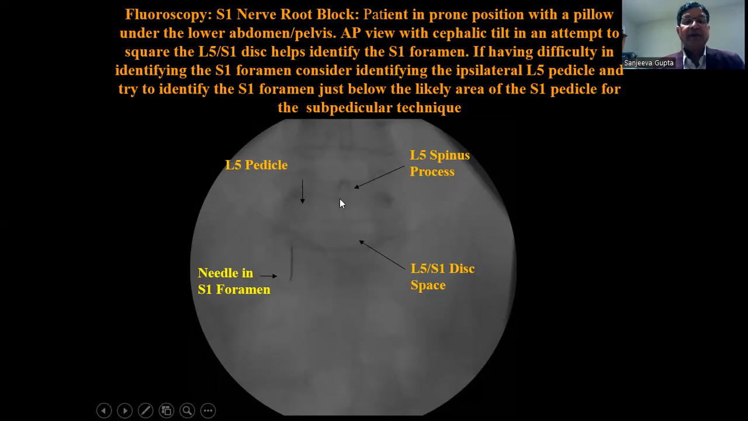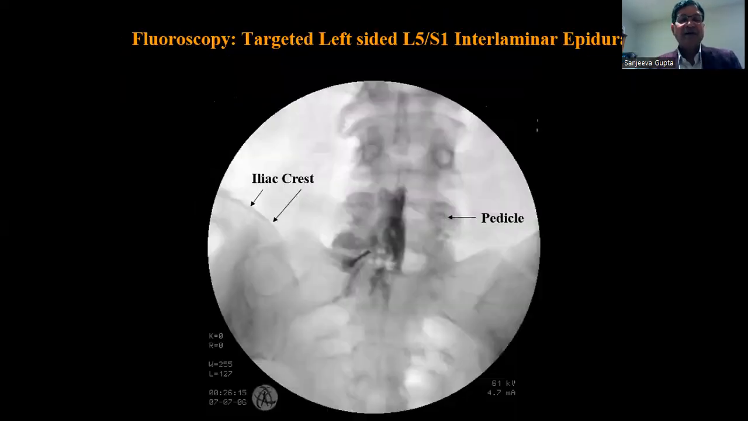I know this figure is a bit hazy. That is the L5 spinous process, L5 pedicle, S1 pedicle, and the needle is going into this S1 foramina, and there is the L5 S1 disc. It's important to see such images as well, because every time you'll not see a perfect image; patients will have osteoporosis, patients will have excessive spondylolysis. So it's nice to see an image which is not perfect as well.